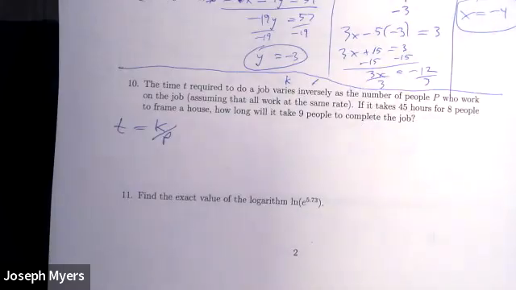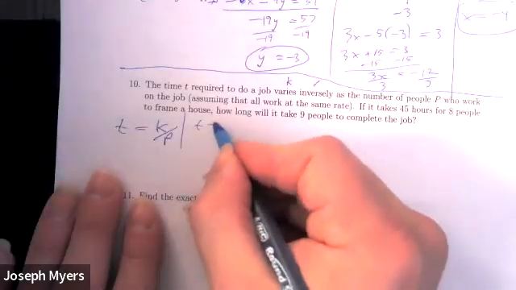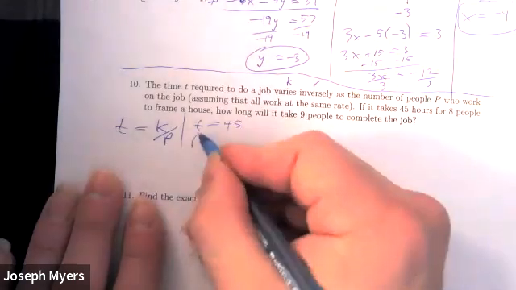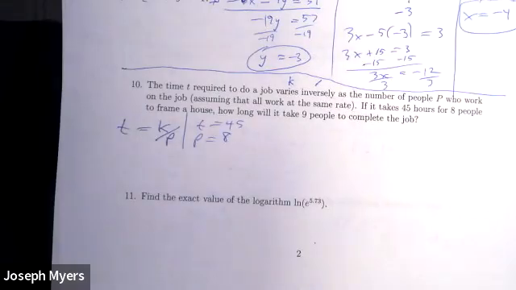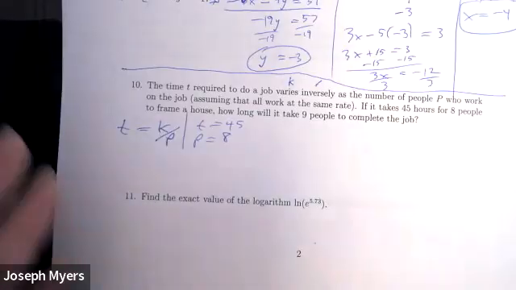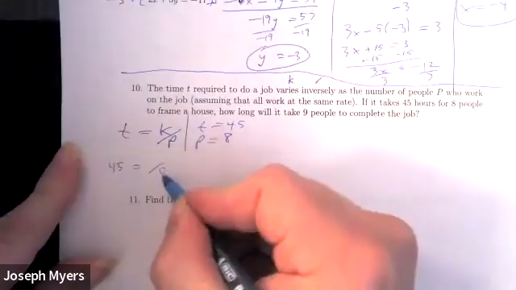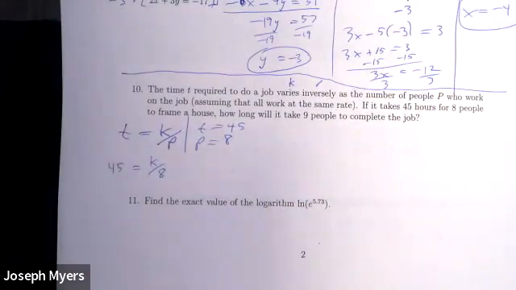And then it tells you some numbers. It says, given that it takes 45 hours is time, and if the people is equal to 8, so we're going to solve that. So T equals 45 and P equals 8, then how much variation is happening? We need to find the K. So put in 45 for T, and put in 8 for P, and you don't know K. So 45 equals K divided by 8.